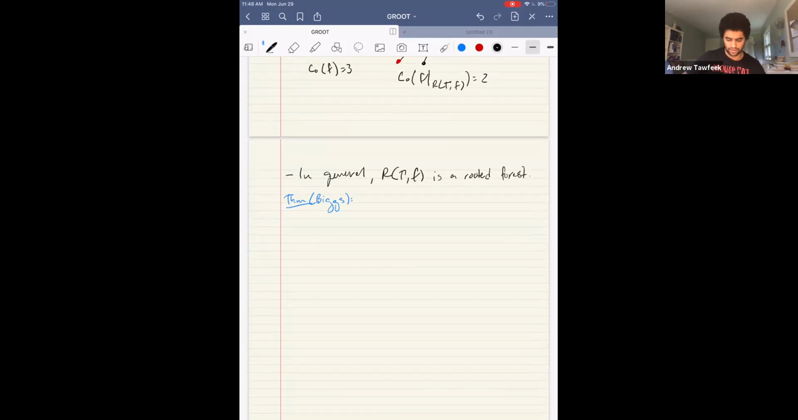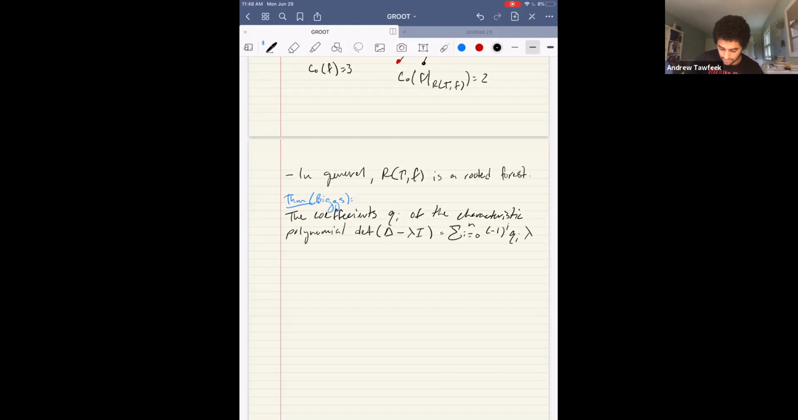Norman Biggs's book on algebraic graph theory. So this is somewhat well known. The coefficients q_i of the characteristic polynomial, determinant of the Laplacian minus lambda I, where this thing right here is the graph Laplacian. I'm just gonna write this part out because it might not be what you expect: the sum of (-1)^i q_i lambda^(n-i). Here, sorry, I actually didn't mention it. So the number of edges is equal to n.